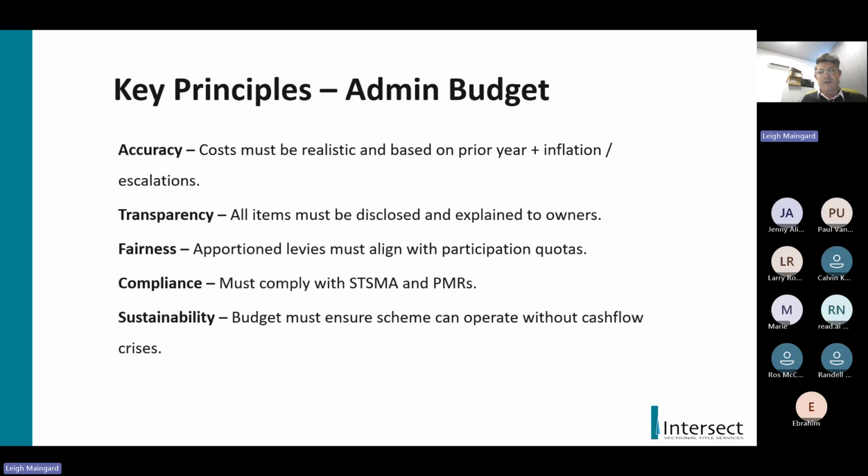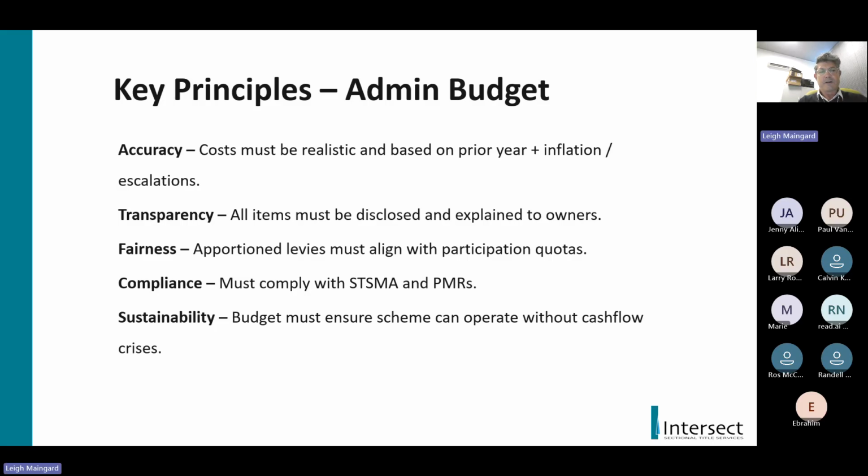Transparency, all items must be disclosed and explained to owners. And this is where it's important for trustees that when they prepare their budget, they have a good understanding of how they've arrived at the cost that they've put into the budget for the next year. And that when they are asked at the AGM, they're able to then explain to the owners how they've arrived at the cost, or why there might be a new cost, or why an old cost might have been removed from the budget.